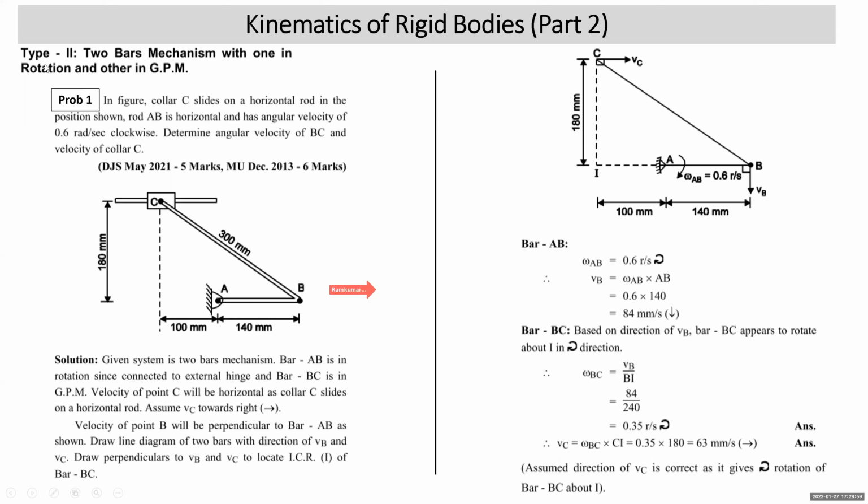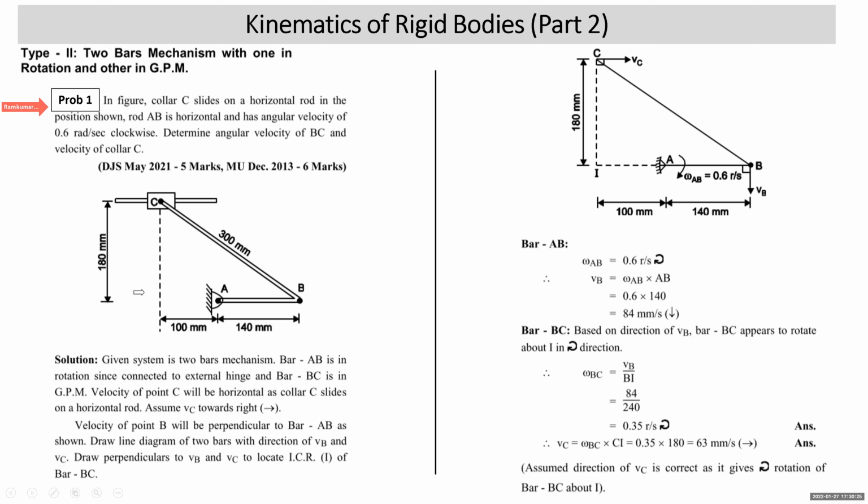Now, as you can see from the title, you should remember that here you come across a 2 bars mechanism with one in rotation, the other in GPM. First problem of this type. In the figure, collar C slides on a horizontal rod in the position shown. Rod AB is horizontal and has an angular velocity of 0.6 radian per second clockwise. Determine the angular velocity of BC and the velocity of collar C.